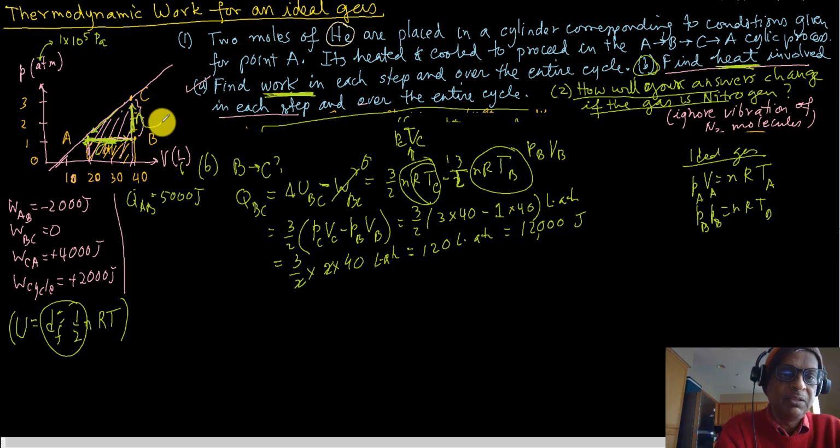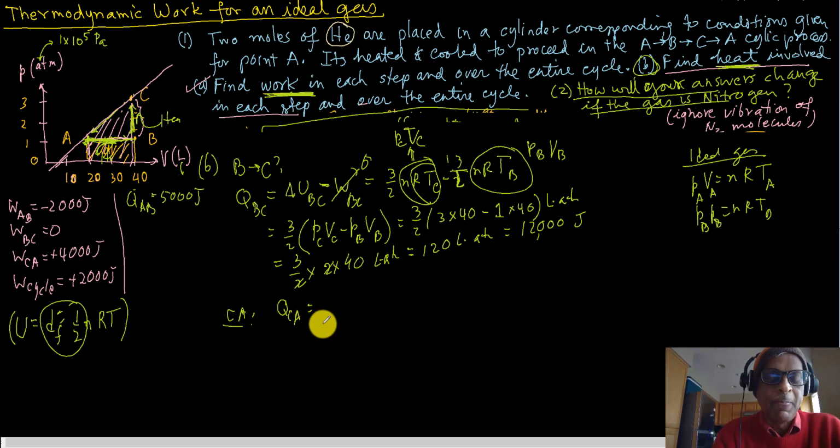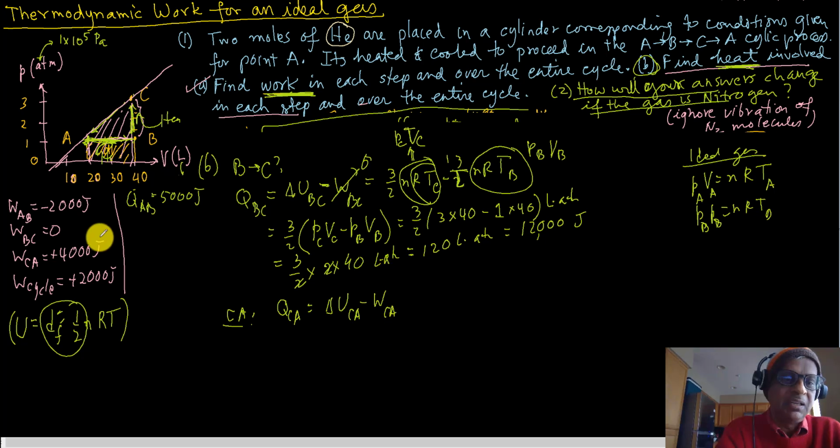So heat went in to heat up from A to B. Now C to A, you will have some loss of energy, loss of heat. Okay, so C to A. How do we get C to A? So QCA will simply be delta UCA minus WCA. So WCA is this, already know.